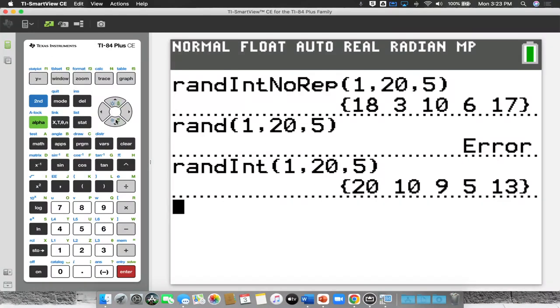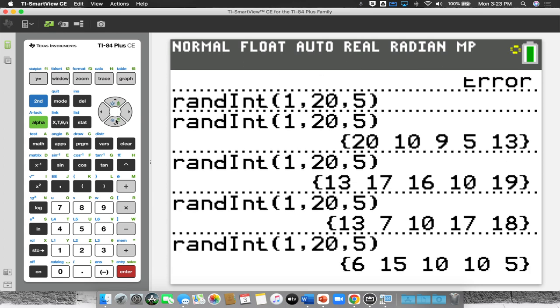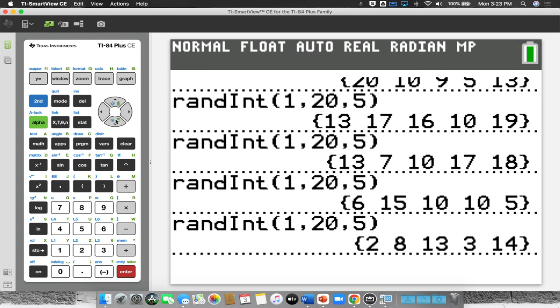What if one person was chosen twice? What if there were two 20s? What would I do? I got to do it again. I got to keep doing it again until I don't. Do it again. Sometimes that can be a pain in the butt. Okay? That's what you do.